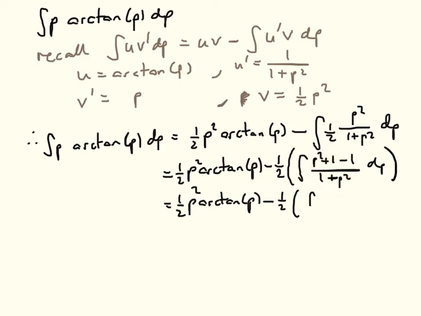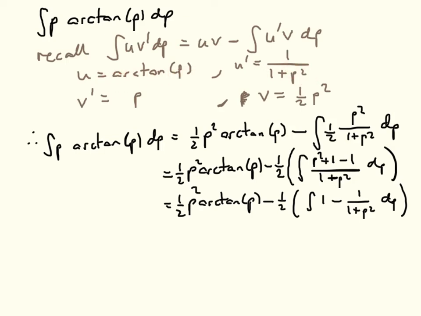So it's the integral of 1 minus 1 over 1 plus p squared, all integrated with respect to p. So we have a difference of two integrals here. We have the integral of 1, and that's just p, minus the integral of 1 over 1 plus p squared, and that is the arctangent of p, because we know what the derivative of arctangent is. We have that here. So if we integrate that, we get back to the arctangent.